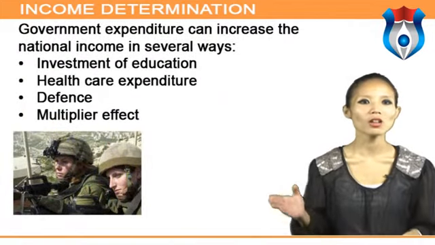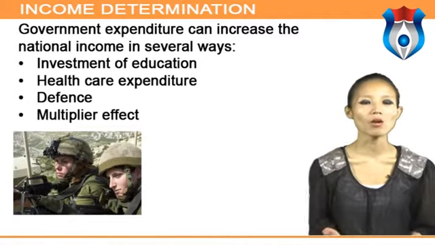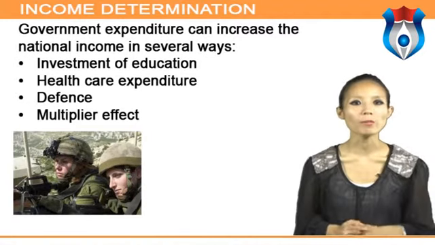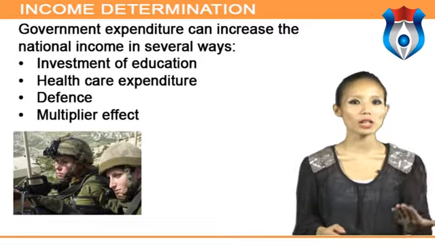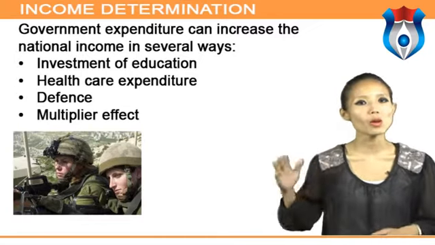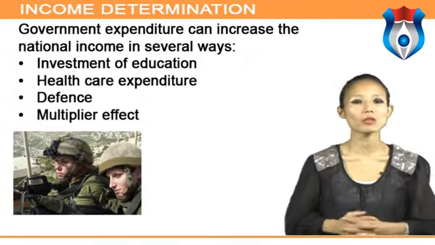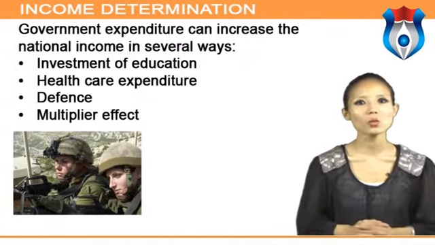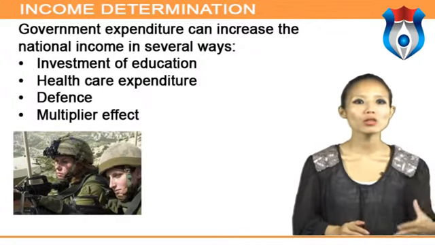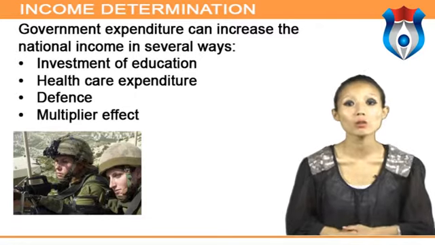Government expenditure can increase the national income in several ways, and some of them are investment in education. By improving the level of education, the amount of skilled workforce will increase, which means productivity is climbing to a higher level. Manufacturers' productivity will improve, which means more goods and services are produced to meet customers' demand, consequently increasing national income.